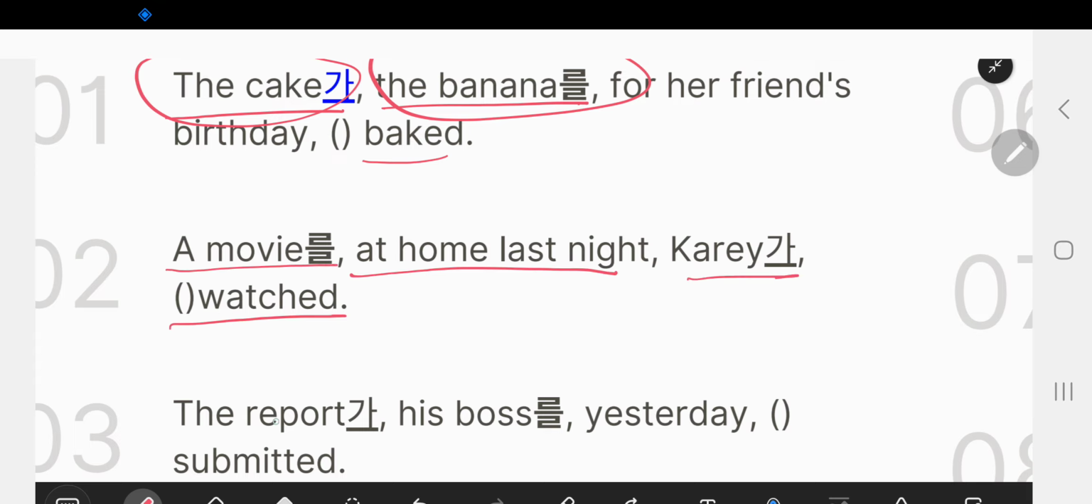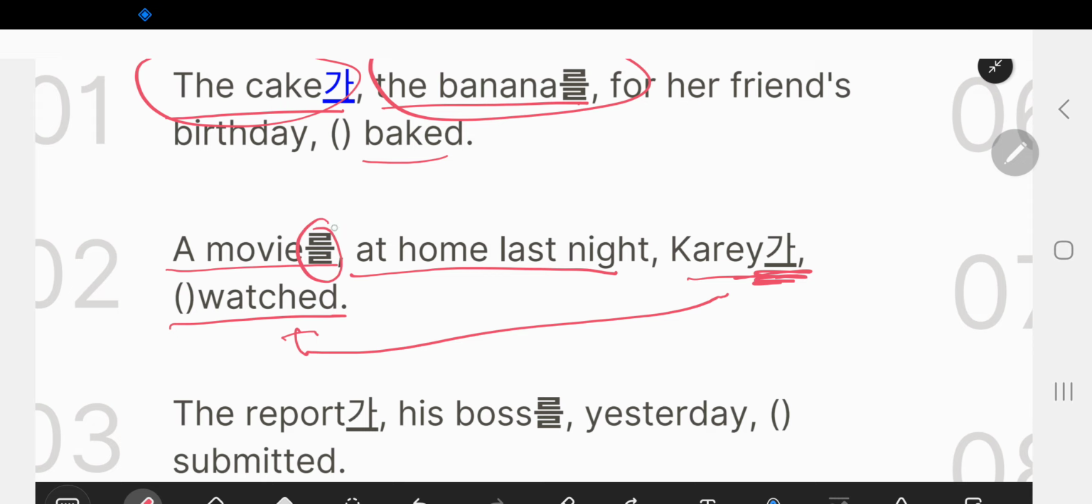Carrie가 watched. Okay, remember, subject and object order doesn't really matter. So Carrie가 has a subject particle attached to it. So Carrie is doing the watching. And then what did you watch? A movie. So Carrie watched a movie at home last night. So Carrie watched the movie at home last night.